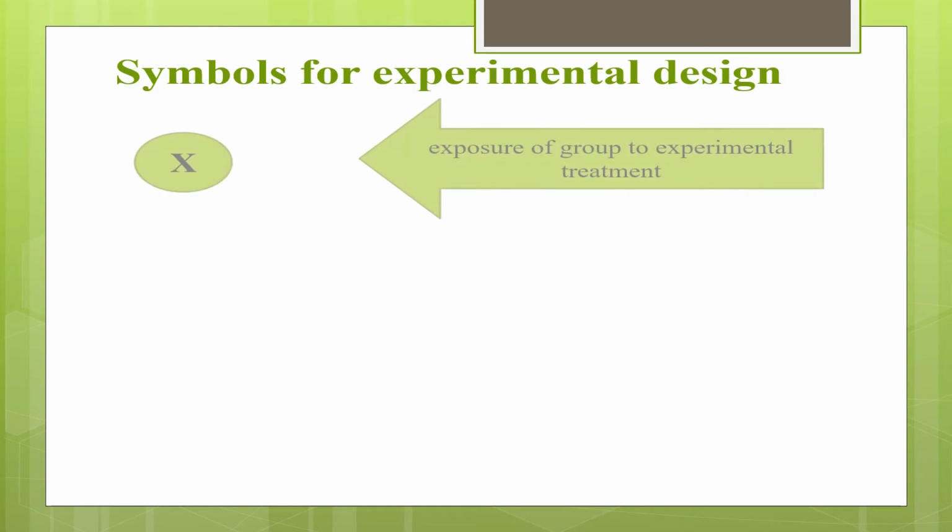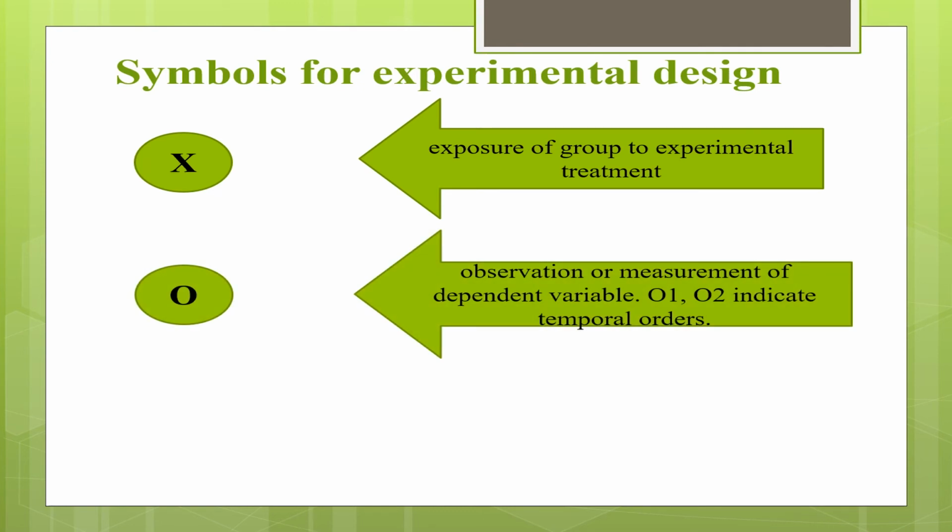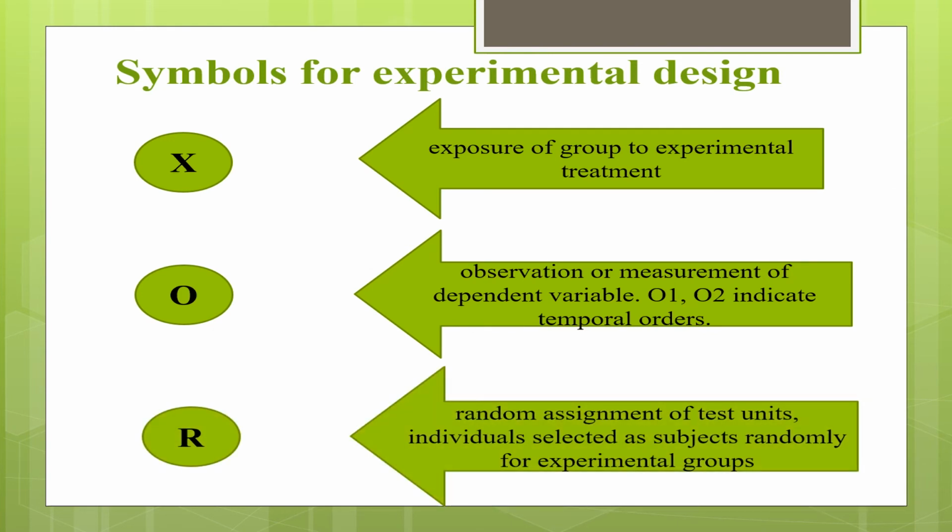The first is X. X is the exposure of a group to an experimental treatment. The next is O. O is the observation or measurement of the dependent variable. If more than one observation or measurement is taken, subscripts, that is O1, O2, etc., indicate temporal order. The third is R. R refers to random assignment of test units. R symbolizes that individuals selected as subjects for the experiment are randomly assigned to the experimental groups.